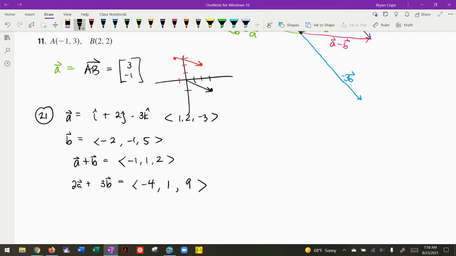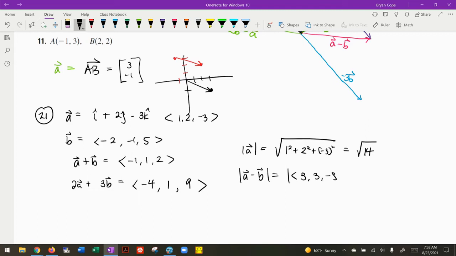Our next question is the magnitude of A. So magnitude is square root of each component squared and then summed. So we've got 1 squared plus 2 squared plus negative 3 squared. 9 plus 4 plus 1 gives us root 14 is our answer to that one. And then the magnitude of A minus B. So let's first find what A minus B is. So that would be the vector 3, 3, negative 8. And then magnitude would be square root of 9 plus 9 plus 64, or square root of 82. And that's 21. Okay, next up is 26.